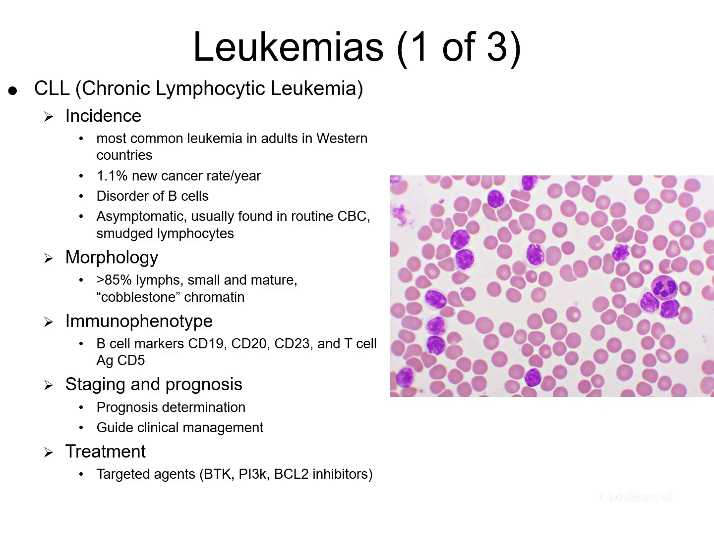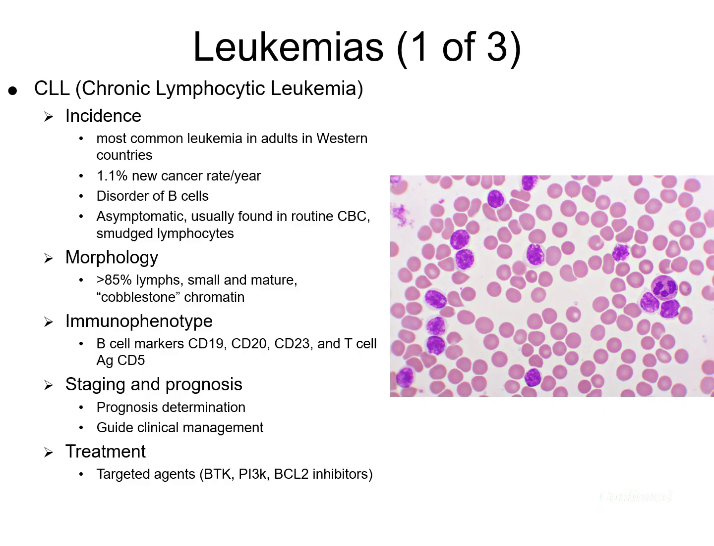CLL is a malignant disorder of mature B lymphocytes. It is often asymptomatic at diagnosis, and it's usually just discovered incidentally during routine blood draws. The peripheral blood smear typically will show smudged lymphocytes, which are fragile lymphocytes broken during slide preparation.